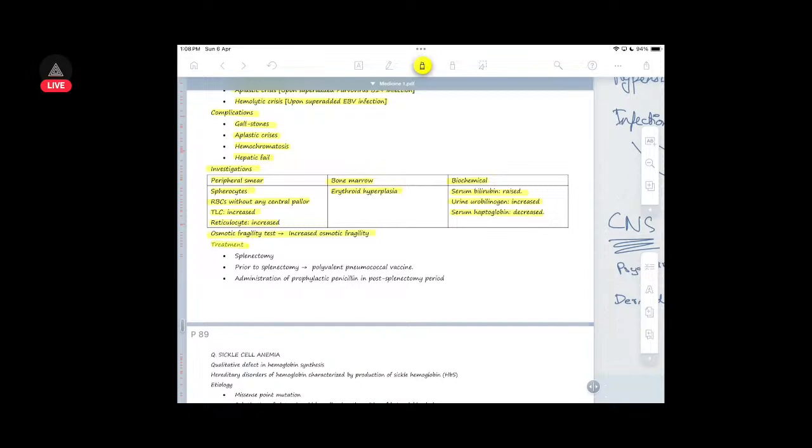So treatment, you can do splenectomy. Prior to splenectomy, you can give polyvalent pneumococcal vaccination, and administer prophylactic penicillin in the post splenectomy period.